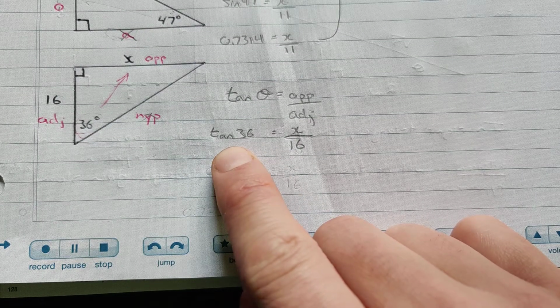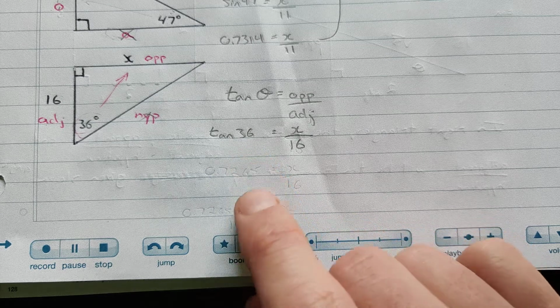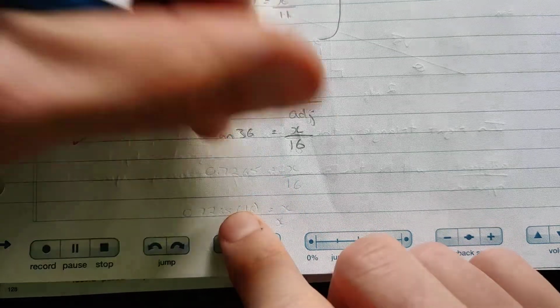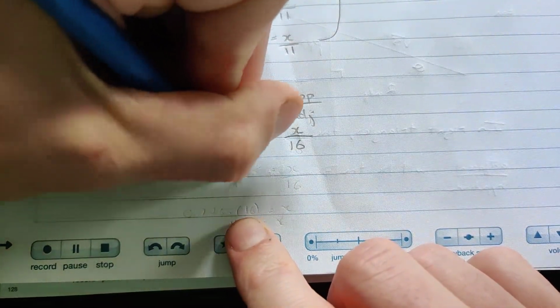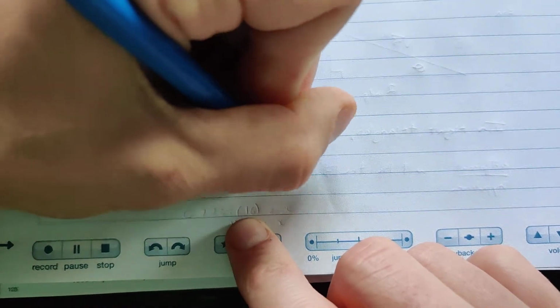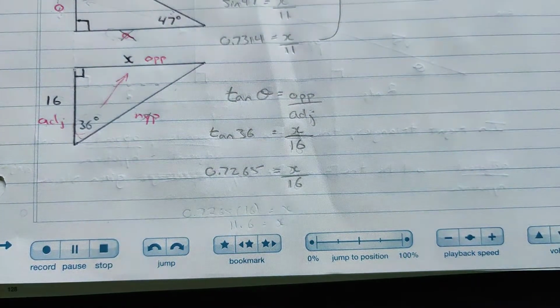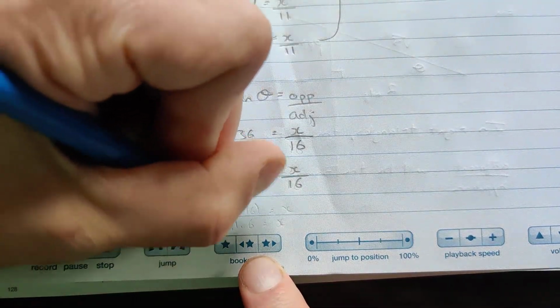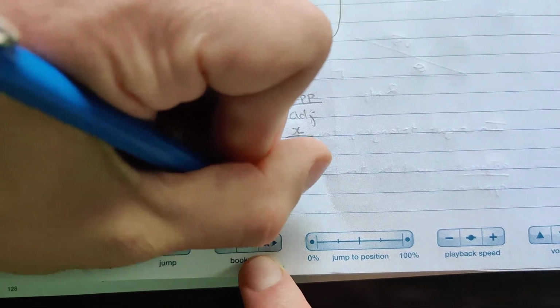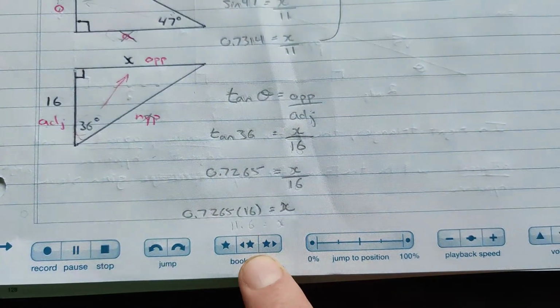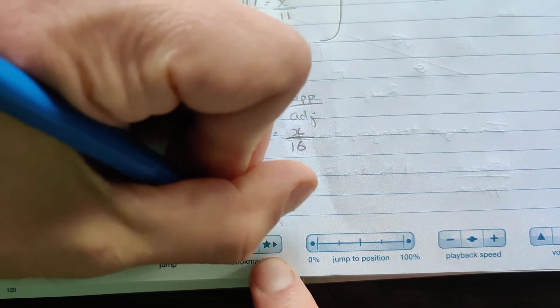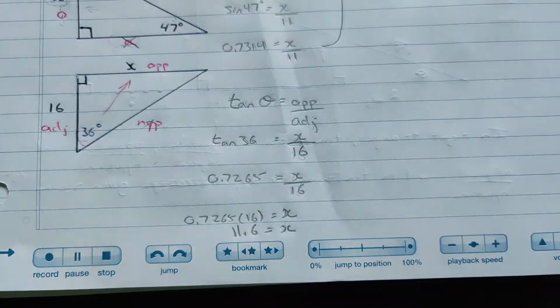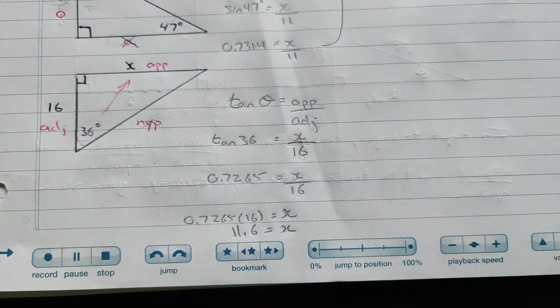Okay, take your calculator, type in tan 36, or look it up in your table, and you should get 0.7265 equals x over 16. Now, we just multiply the other side by 16. So that's going to equal our x. And in this case, we get 11.6 as our x. So our missing side there is about 11.6.